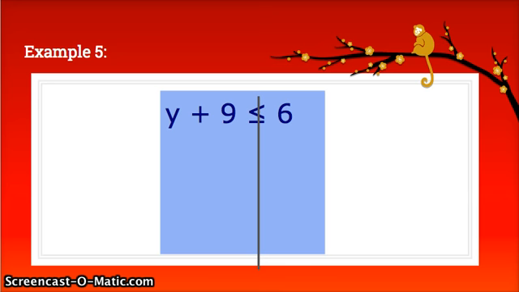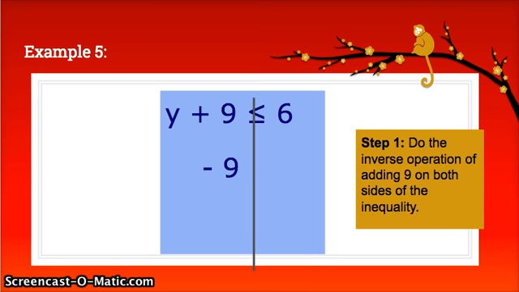Example 5, y plus 9 is less than or equal to 6. I see addition. The inverse operation of addition is subtraction. So I subtract 9 from both sides. And then plus 9 and minus 9 cancel out. I'm left with y on the left-hand side. And be careful here on the right-hand side. I'm starting at 6, and then I subtract 9. That's not possible if I don't include negative numbers.